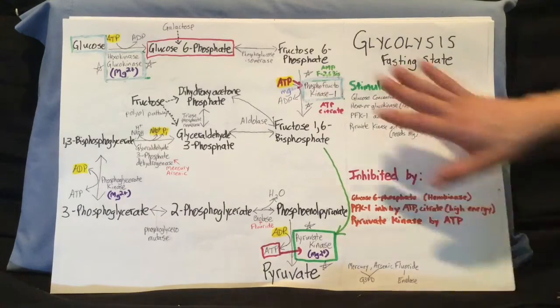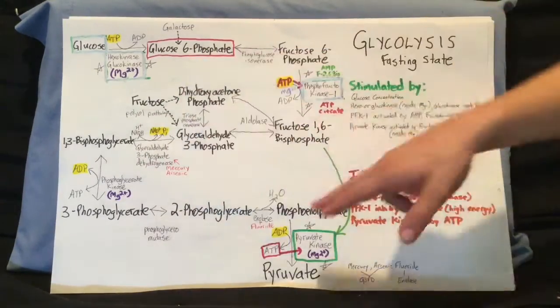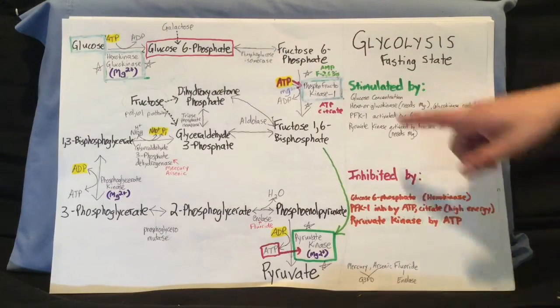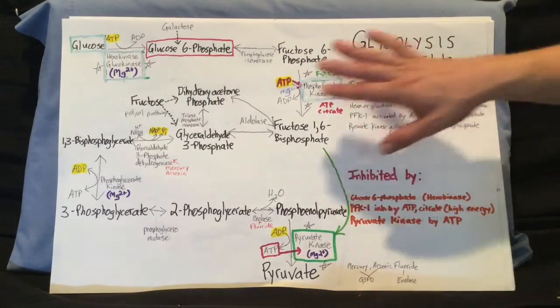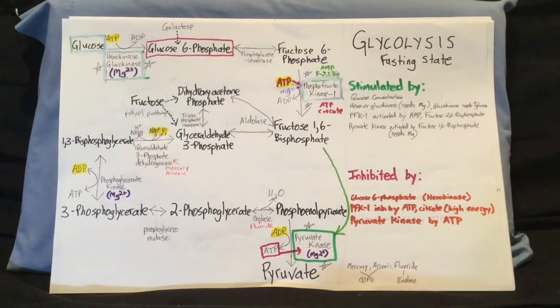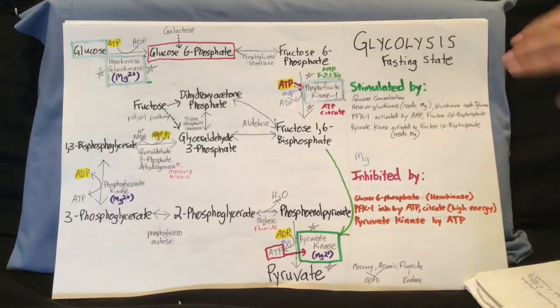The way I'm going to do this, I'm going to give a brief overview of the whole pathway. Then I'm going to talk about rate-limiting steps and enzymes, etc., how they are stimulated and/or inhibited. We're going to look at the whole thing, but I am going to focus on the fasting state for each pathway. Okay, first pathway, glycolysis.